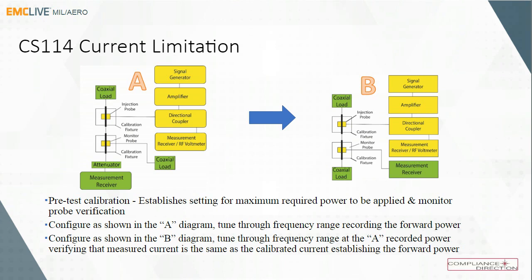Back to CS114 here. The pretest calibration gets this forward power setting and looks at the injection and monitoring probe situations here. We configure as shown in the A diagram and tune it through the frequency range, recording the power to be applied. The directional coupler output is our typical measurement point here where we inject. So we're injecting a signal into the injection probe. It goes through the current loop built by the coaxial load and the measurement receiver.